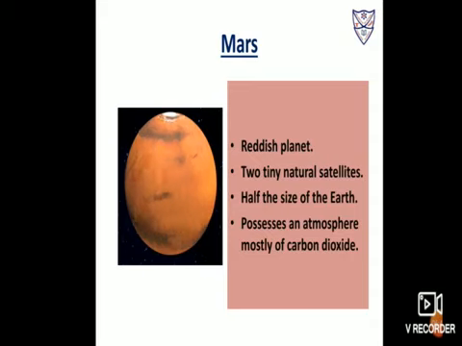Next is Mars. So, Mars is a reddish planet. Its red color comes from the iron oxide, that is rust, in its soil. So that is why Mars is known as the red planet. It has two tiny natural satellites, and it is nearly half the size of the Earth. It possesses an atmosphere mostly of carbon dioxide.